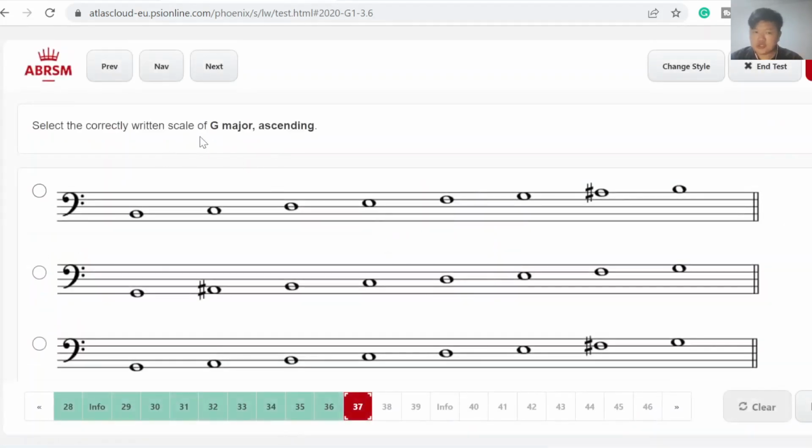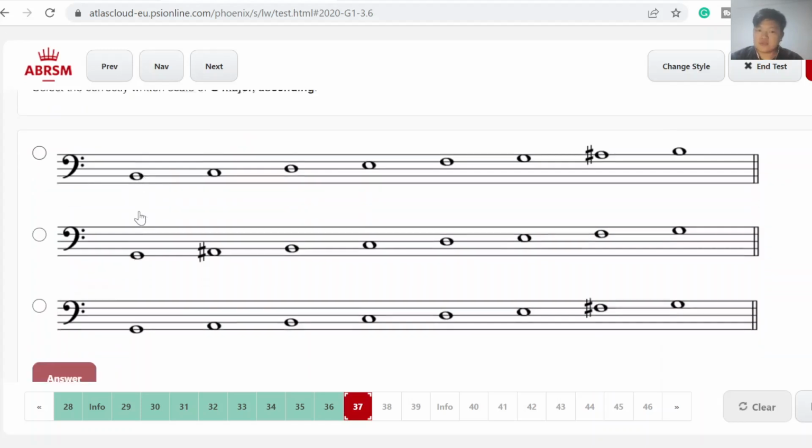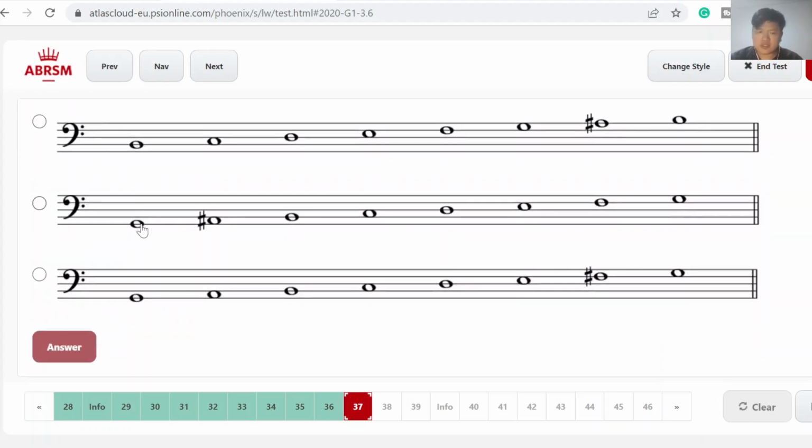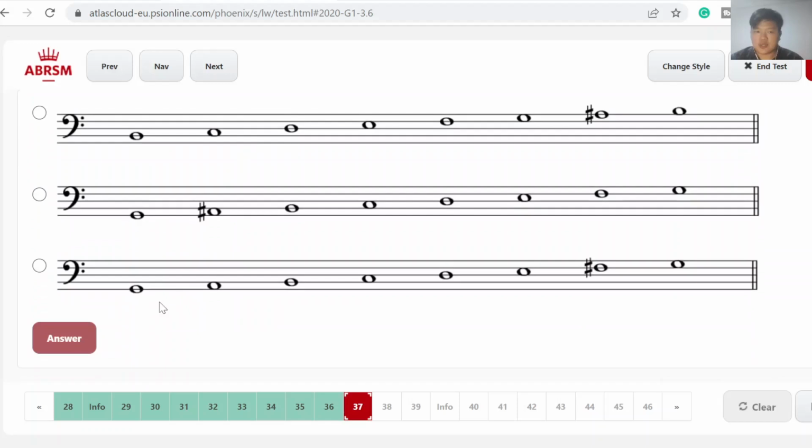37, G major scale must start with G note. Okay, you look at the question, you look at answer 1 here. It starts with the B note, so it's out. Alright, you must start with the G note. So like the second one, you can see it starts with G note. Maybe this is correct. But when you see the next sharp is A sharp, it's out as well because G major has F sharp. The answer should be here.